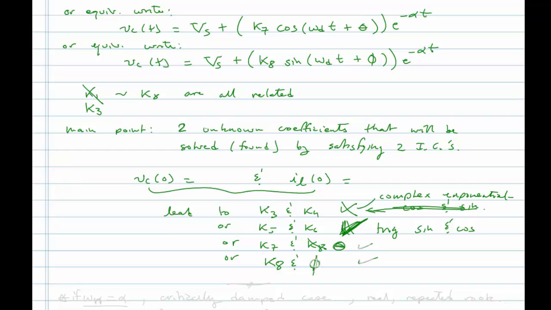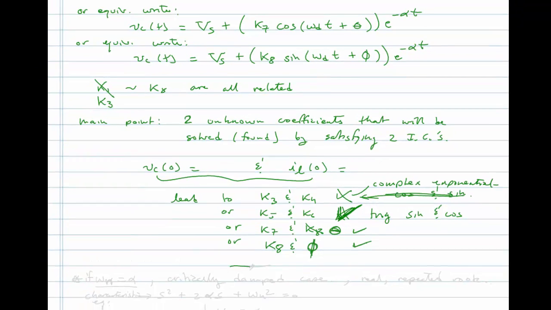So let me try to correct my mistakes here. We have two initial conditions, capacitor voltage and inductor current, and those are used to find two unknown coefficients, either K3 and K4 for the complex exponential form, or K5 and K6 for a sine cosine trig form, or K7 and an angle theta for the cosine with phase form, or K8 and phi for the sine with phase form. So any of those will do.